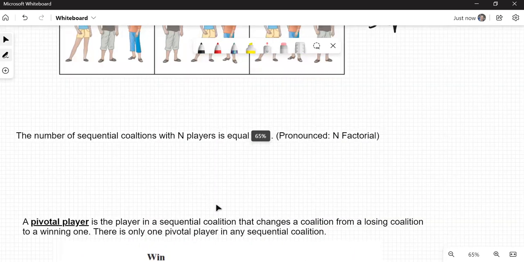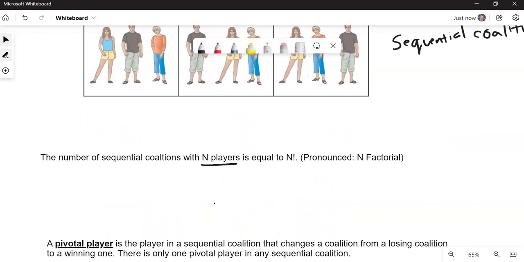First thing to notice is the number of sequential coalitions within n players is equal to n factorial. So an example is when we had a 3-player weighted voting system, the number of 3-player sequential coalitions equals 3 factorial. You may not be familiar with a factorial, but a factorial is a way of saying that you start with the number given, in this case 3, and then you multiply by the whole numbers less than 3 all the way down to 1. So it'd be 3 times 2 times 1, which will give you 6 different sequential coalitions.